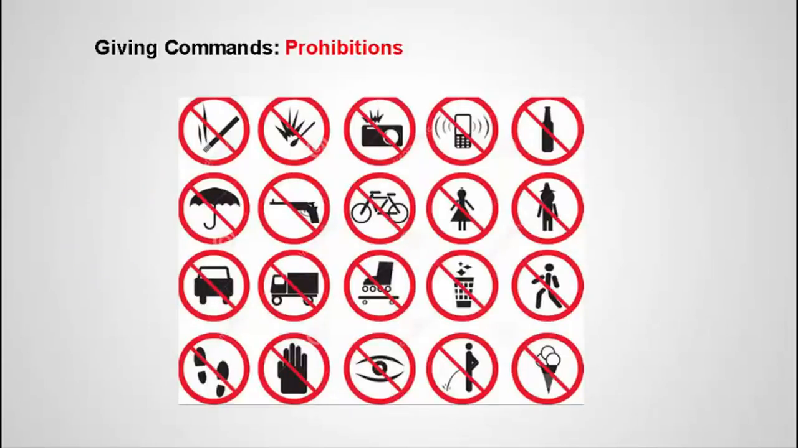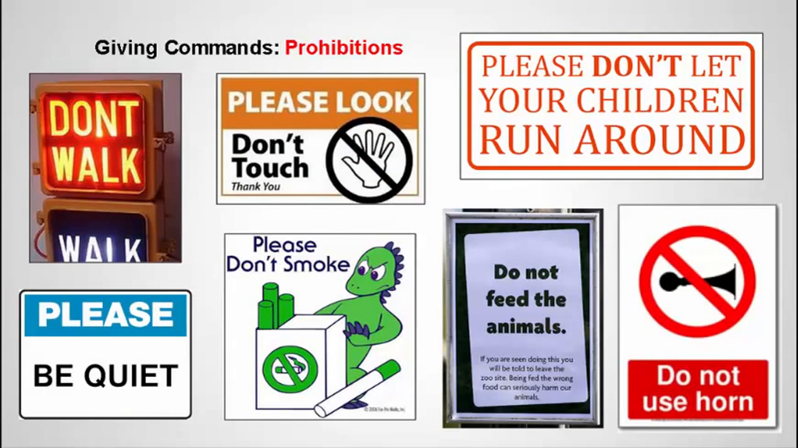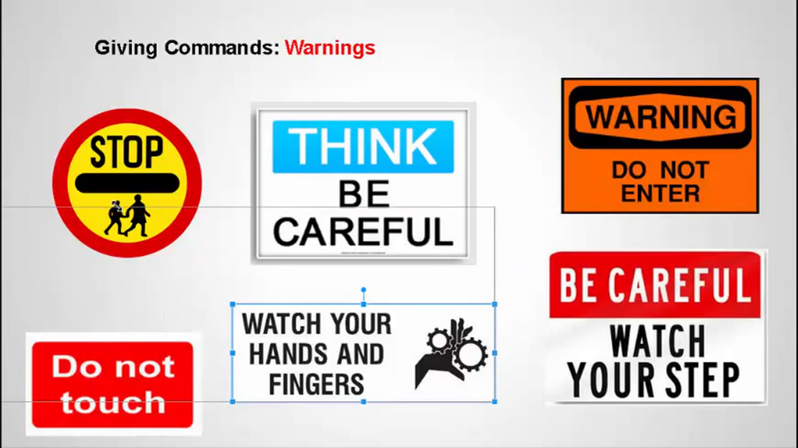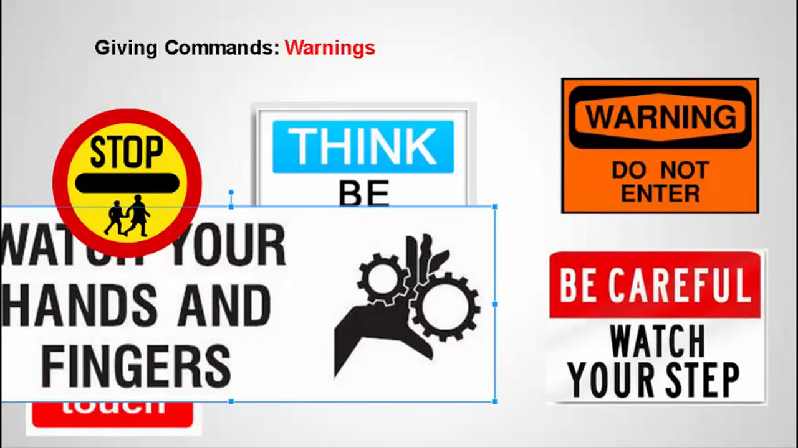The imperative can be used to talk about what's prohibited, usually using don't. Don't walk. Don't touch. Don't smoke. Don't use your horn. Please don't let your children run around. Please don't feed the animals. We also use it to give warnings. Stop. Be careful. Do not enter. Watch your step. Do not touch. Watch your hands and fingers. These warnings can be very useful, because they show that bad things will happen to you if you don't follow them.